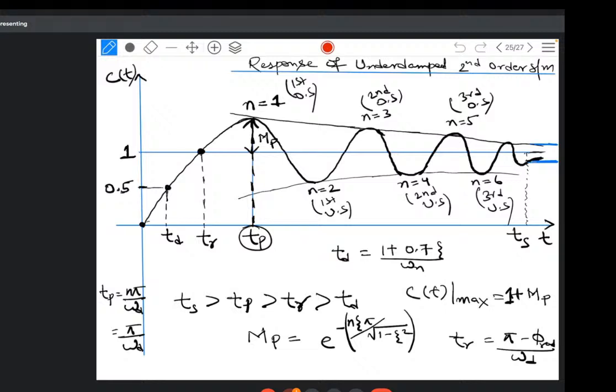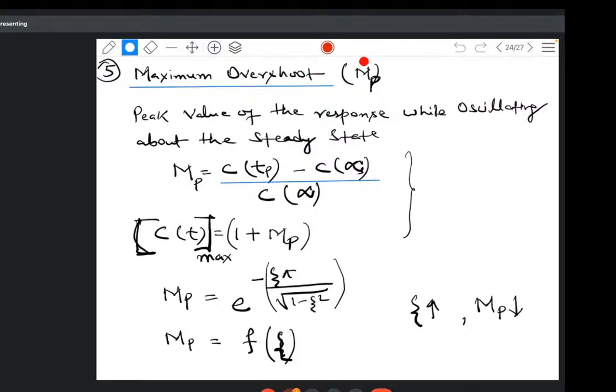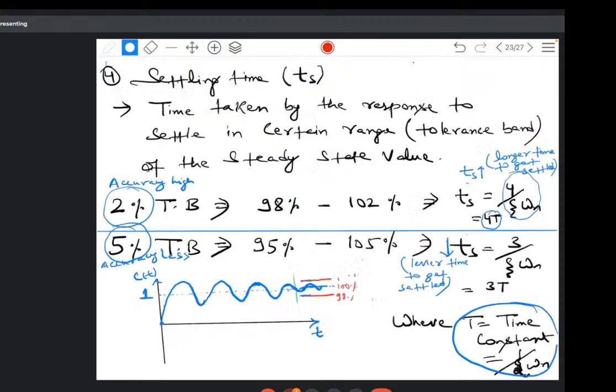And last but not the least, here is maximum overshoot. What is maximum overshoot? Maximum overshoot is the peak value of the response while oscillating about the steady state. I told you that when my system oscillates, like here you can see, this is the peak value. So the peak value is how much? This is considered to be the maximum overshoot.